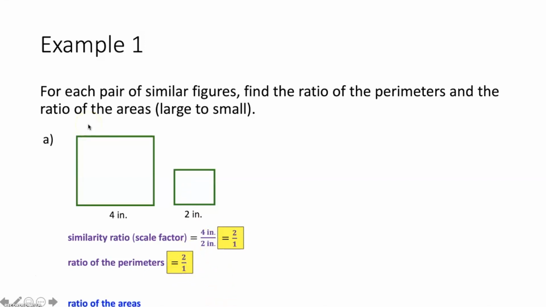Next, let's find the ratio of the areas. So the ratio of the areas, recall, is the similarity ratio squared. So we're going to square the numerator and denominator here. What is 2 squared? That's going to be 4. What is 1 squared? That's going to be 1. So the ratio of the areas of these two similar figures would be 4 over 1. Again, what this is saying is that if you were to find the area of this large figure and put it over the area of this smaller figure and simplify that down, you would get 4 over 1.